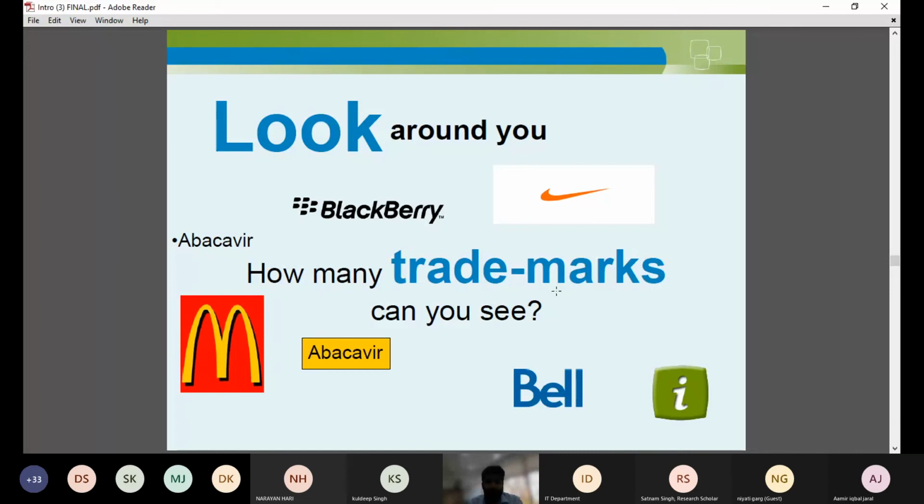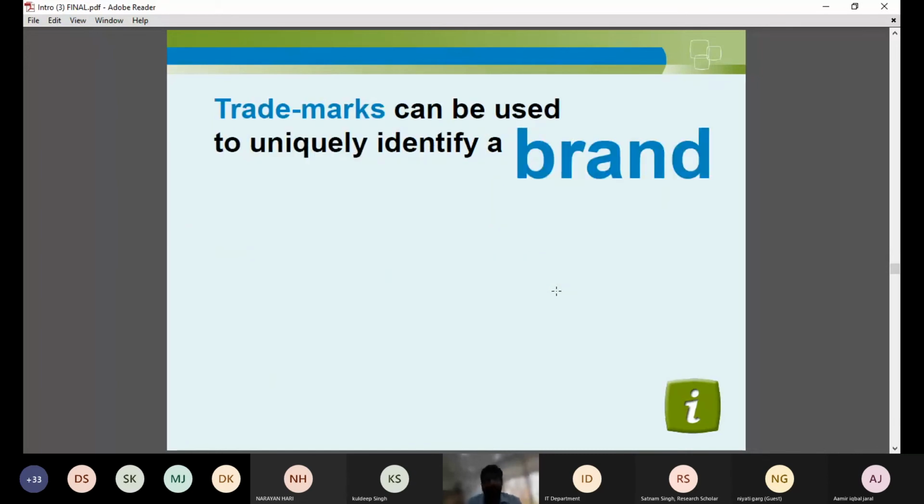For example, BlackBerry is also there. A trademark can be used to uniquely identify a brand. That means if there are multiple brands in the market, your unique identity will be represented by your trademark.